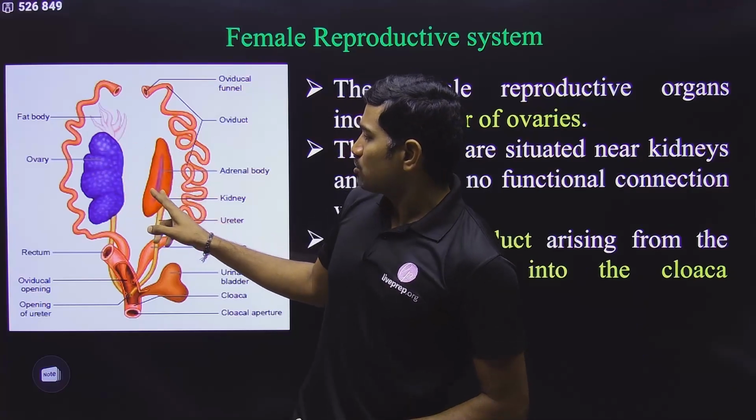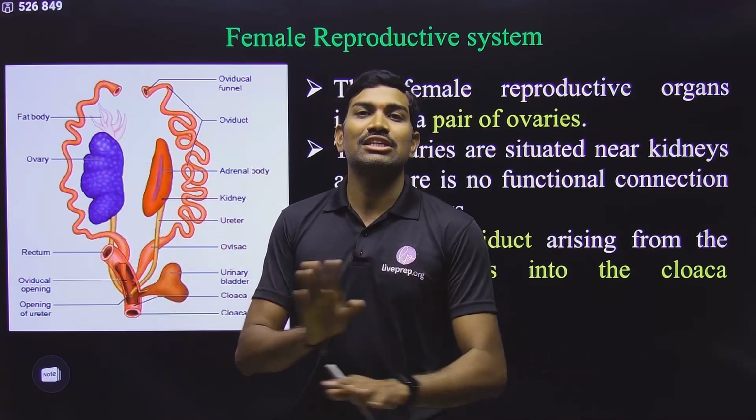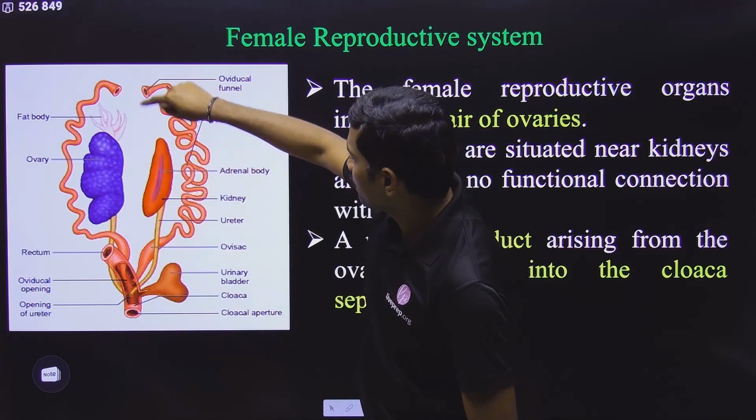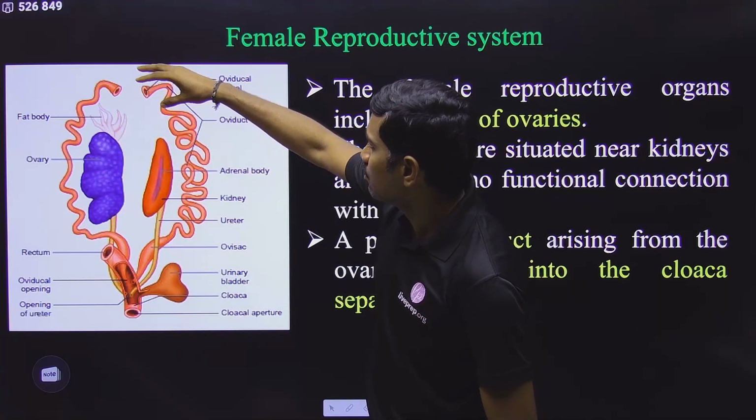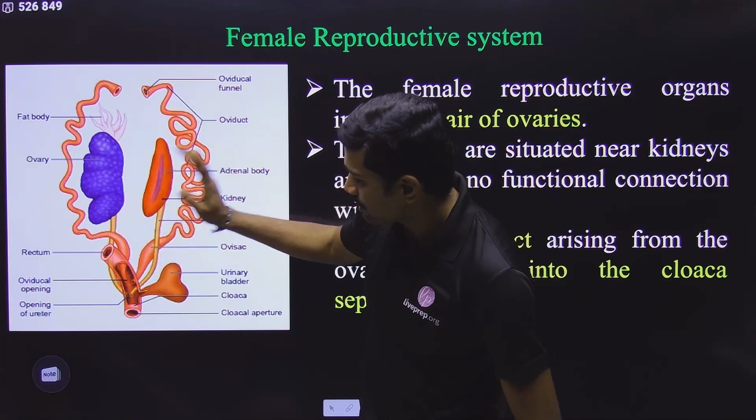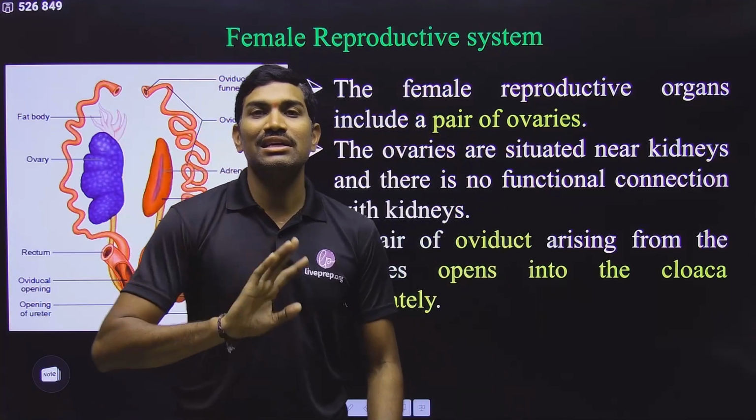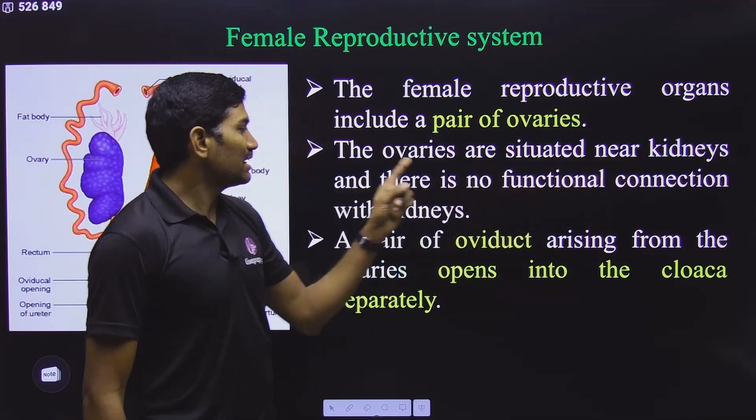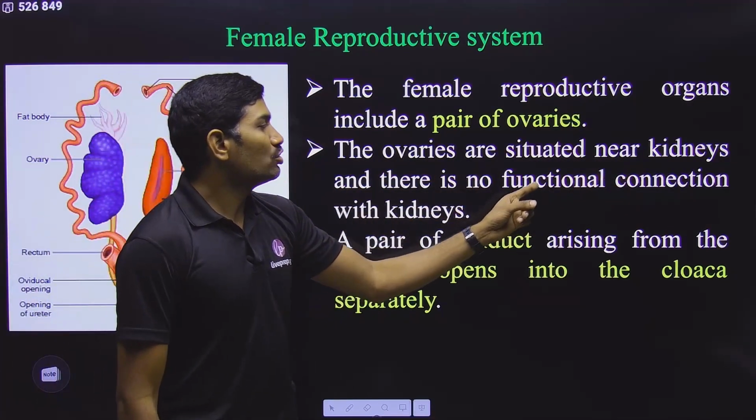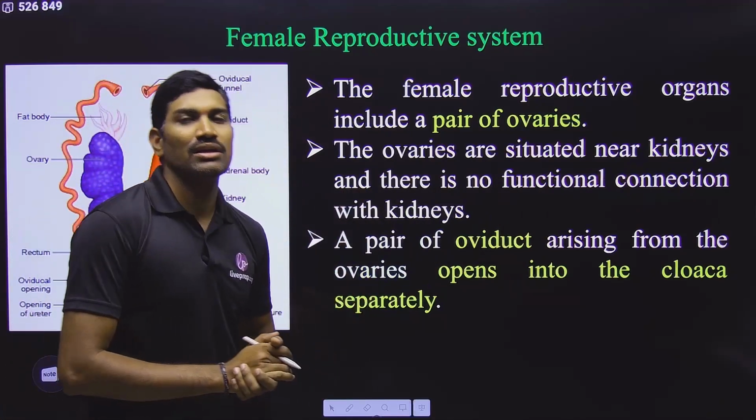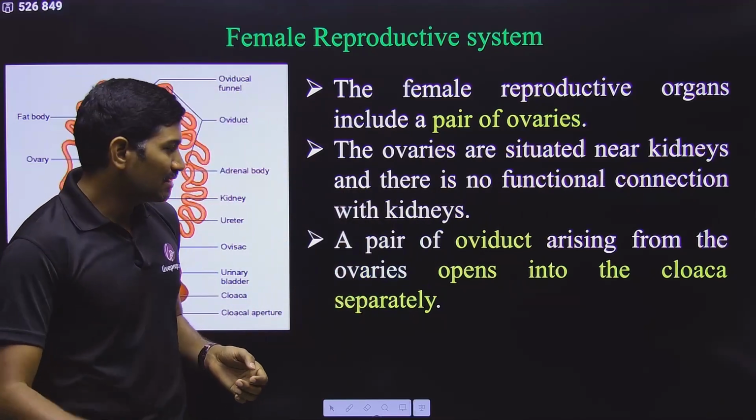Even though they are closely associated with kidneys, functionally these two are not related, because kidneys have a separate opening, and the ovary releases the ova, and the ova pass through the oviduct, which has a separate opening. So in this way, functionally these two are not related. This is what they are saying: ovaries are situated near the kidneys, and there is no functional connection with the kidneys.